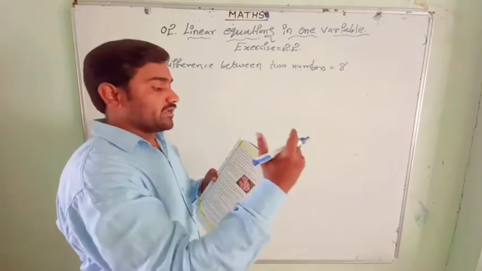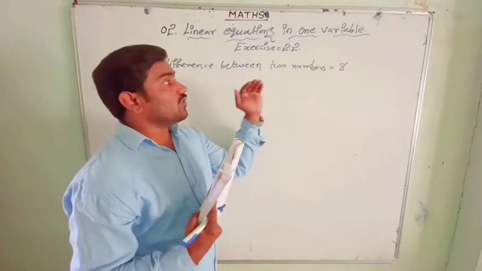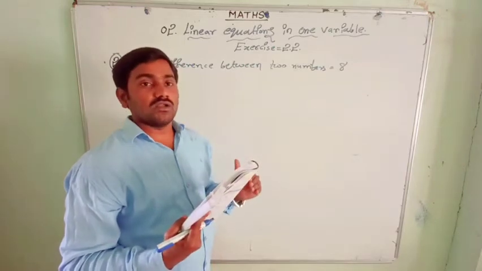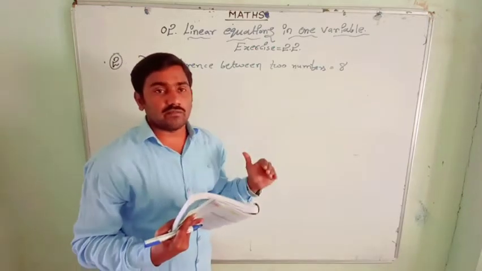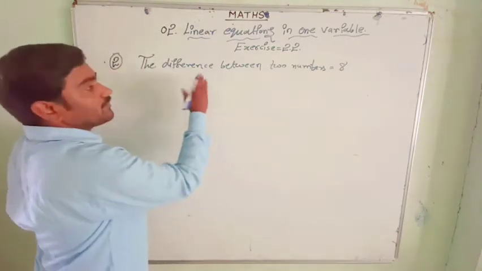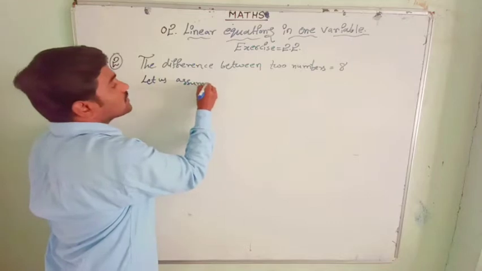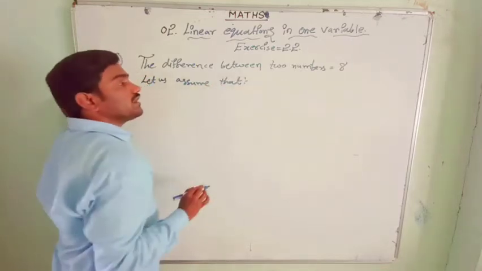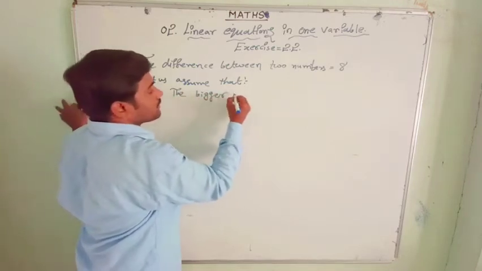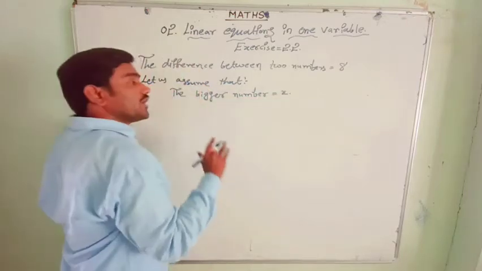If 2 is added to the bigger number, the result will be 3 times the smaller number. That means there are two numbers, no? One number is the bigger number, the other is the smaller number. So we have to assume the numbers. What is the bigger number here and what is the smaller number? Let us assume that the bigger number is x.